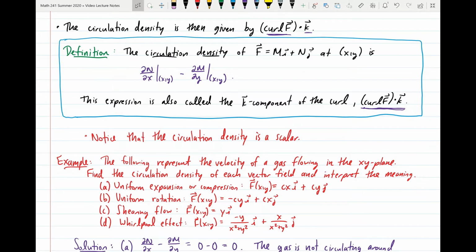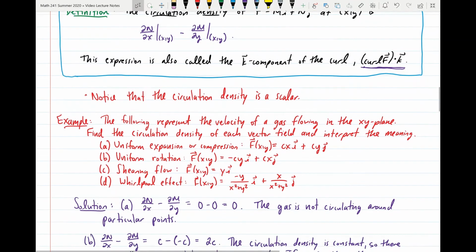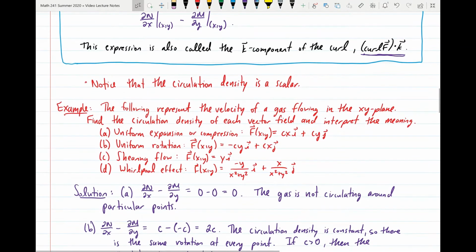And lastly, before we move into the first example, just notice that this circulation density is always going to be a scalar. So when we evaluate the partial derivative of N with respect to x at a point, we get a scalar. And then when we subtract the partial derivative of M with respect to y at the same point, we're still going to be left with a scalar. So the circulation density is a scalar that corresponds to all of the points inside of the region on which F is defined.